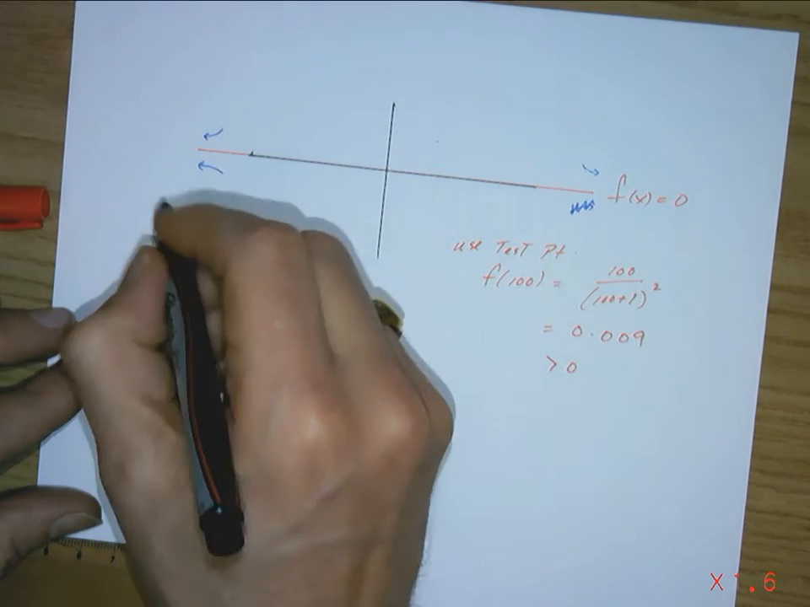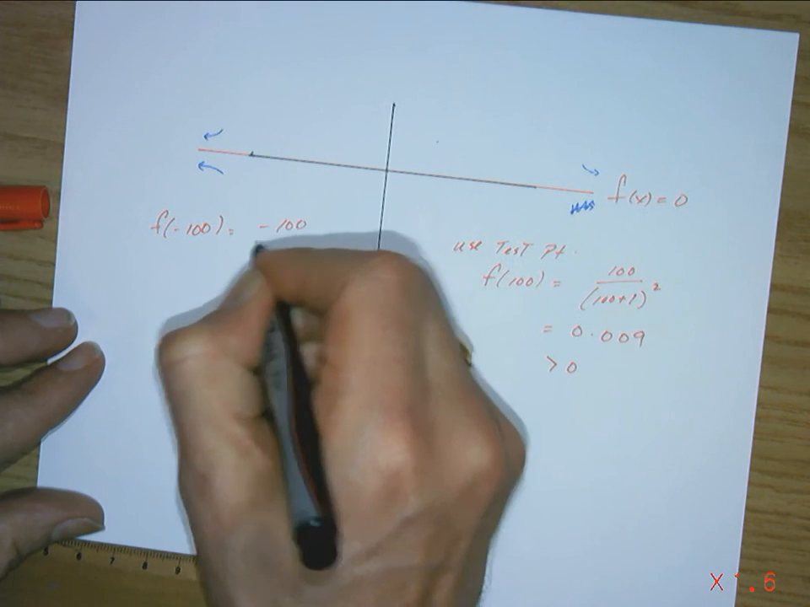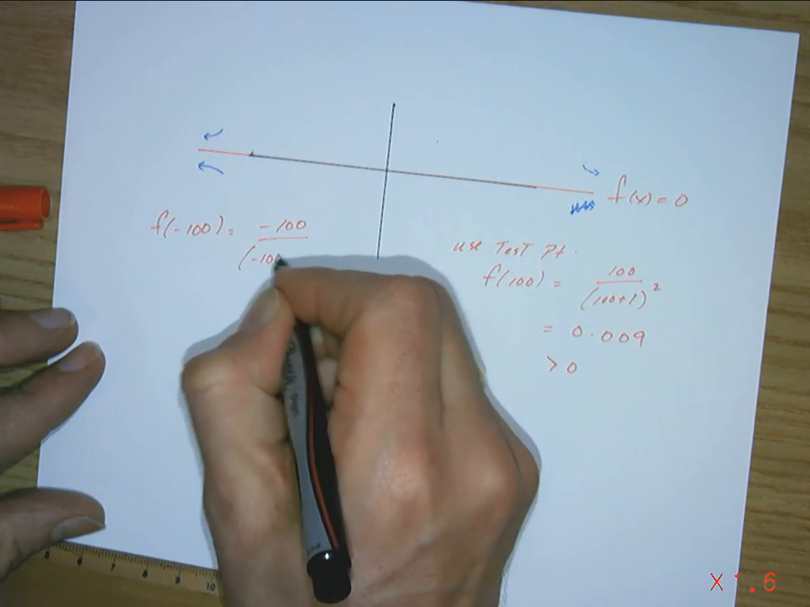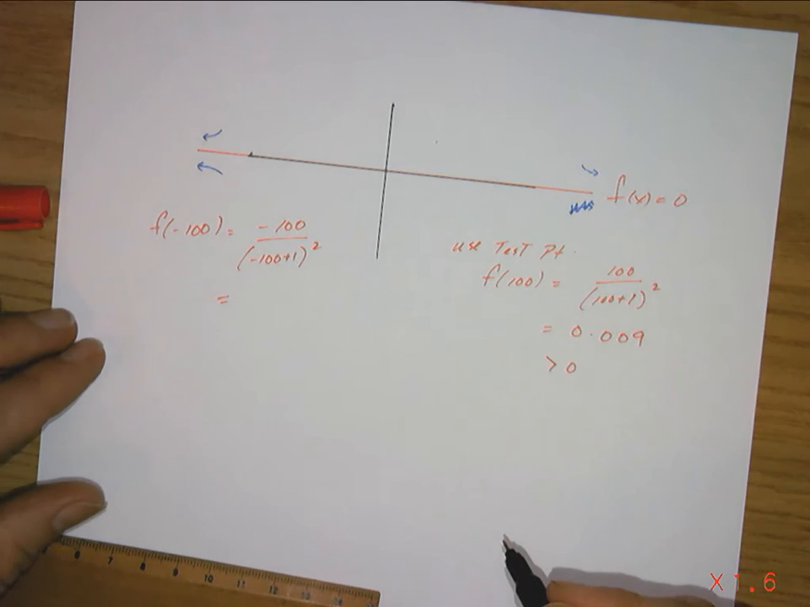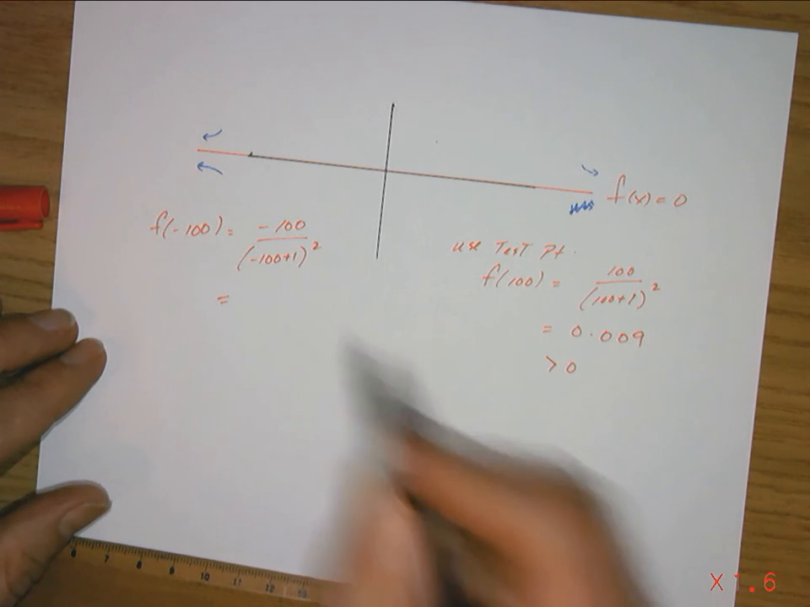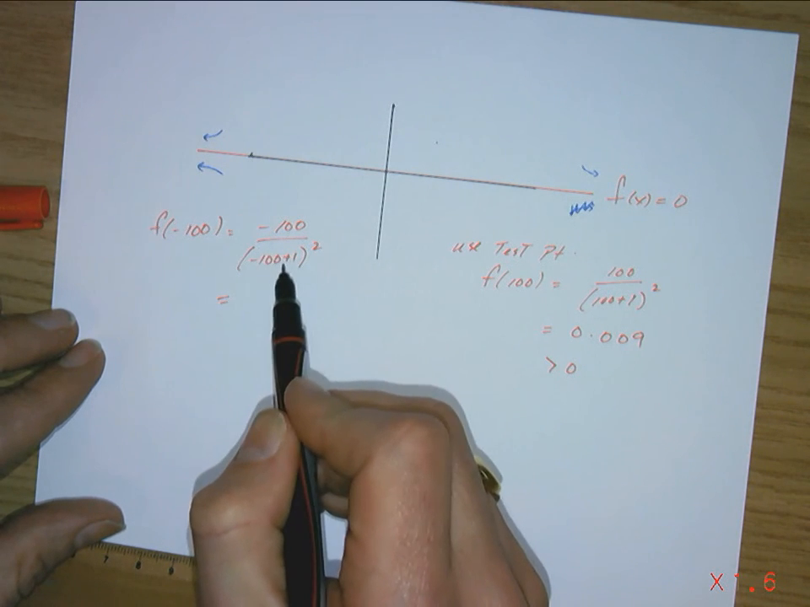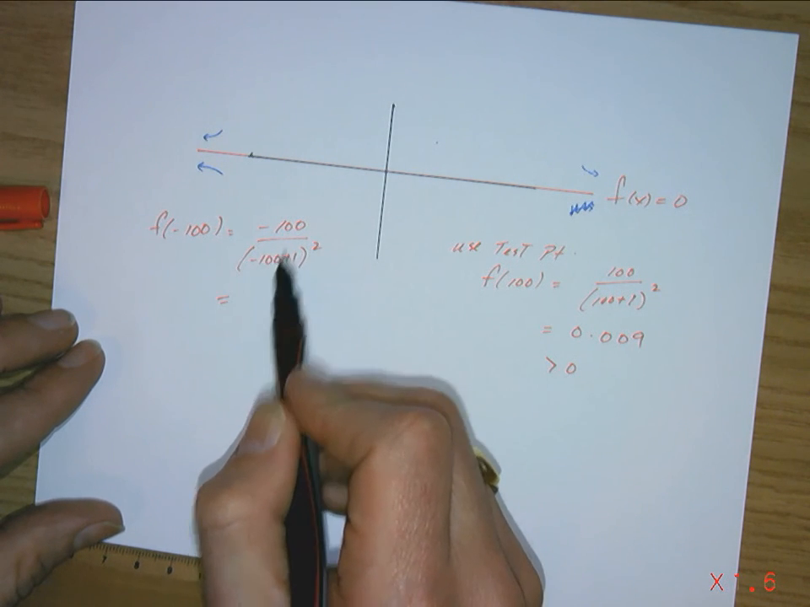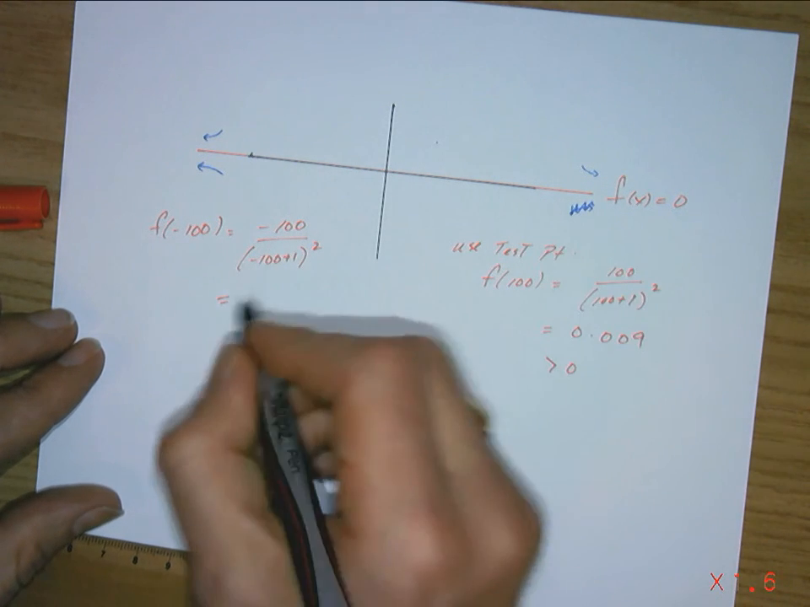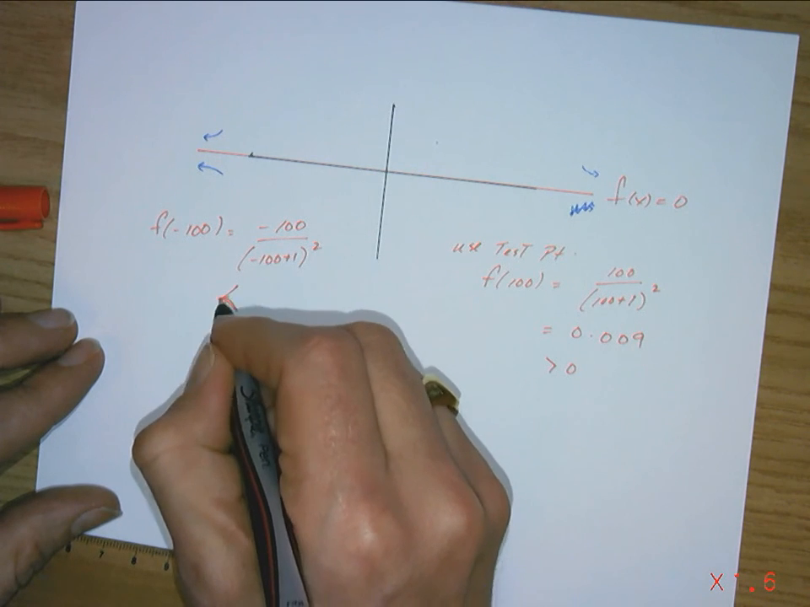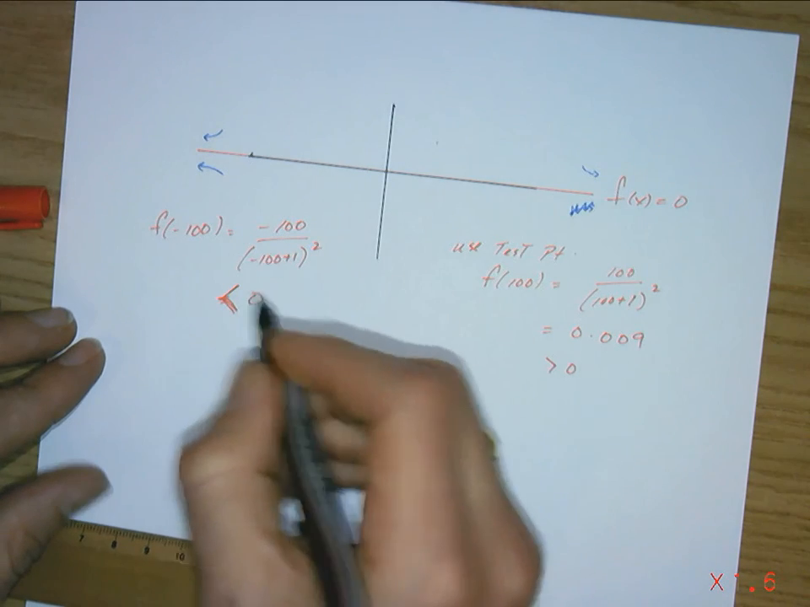Let's take a test point out here. f of negative 100 will be negative 100 over top of negative 100 plus 1 squared. Notice that that will give you an answer that's going to be less than 0. How do I know that it's less than 0? Well, the numerator is going to be negative for sure. This is going to be a negative number inside, and it's going to square to be a positive number. It's going to be negative divided by a positive number. That's negative. So it's definitely going to be less than 0. It's definitely going to be negative. And so we're going to be approaching from below.